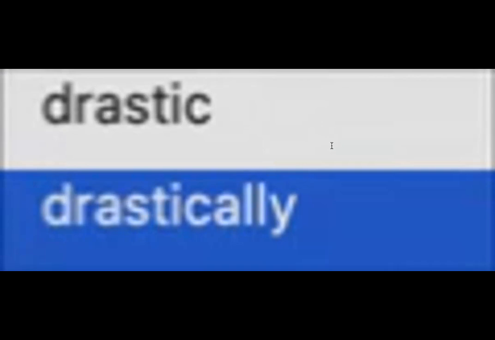Likely to have a strong, far-reaching effect, radical and extreme, a drastic reduction. See, wherever they have used it, they have used a reduction word or decreased word after that. Drastically reduced, drastic reduction. So it's a negative connotation. Don't use it for something which you are writing, which is positive.